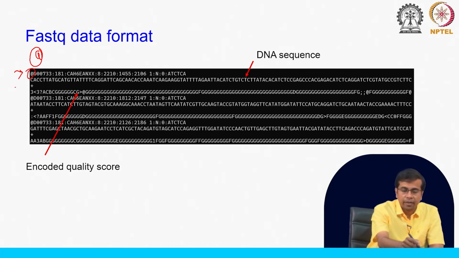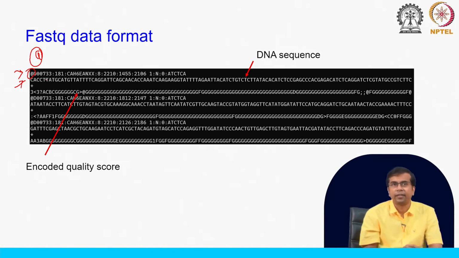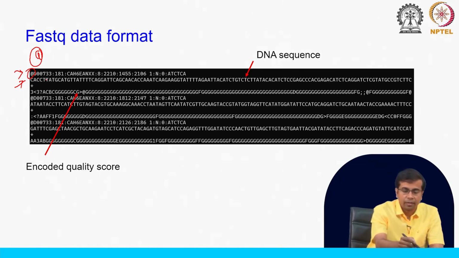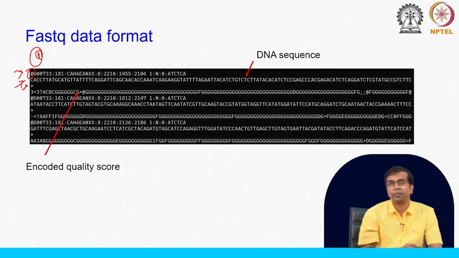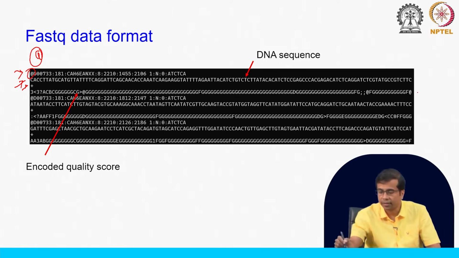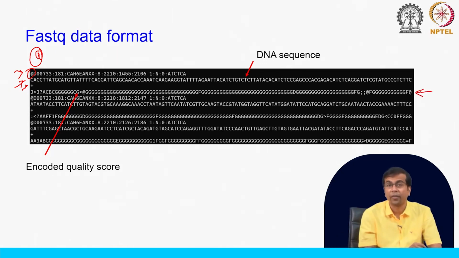Then in the next line you have the actual DNA sequence. You see this ESCC, TTA, etc. This is the actual DNA sequence. Then you have a plus sign. This is actually a spacing between the sequence and the next line. So, what is the next line? This next line actually contains the quality score. And this is an encoded quality score.